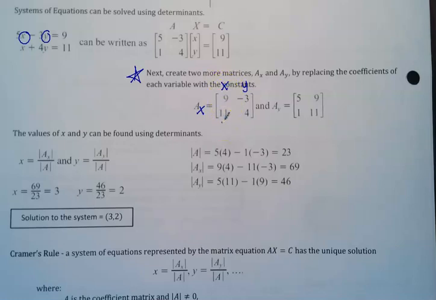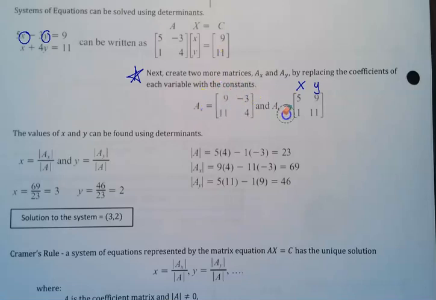Now when we do A sub y, we leave the values we had in that first column, which I sometimes call the x column and the y column. And we replace the y column with the constants, the 9 and the 11. You're probably like, what? This is crazy. And it kind of is. But we're going to make it work. Okay, so we've got all these matrices here.